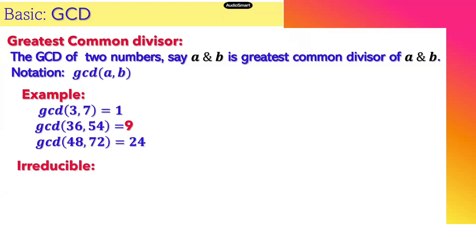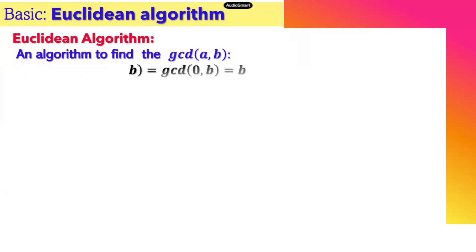Now, what is irreducible? A over B is irreducible if the GCD of A and B is 1. This is the definition of irreducible. So we basically have to find the GCD of the numerator and denominator. For finding the GCD, we have a known algorithm, the Euclidean algorithm. It is an algorithm to find GCD(A, B).